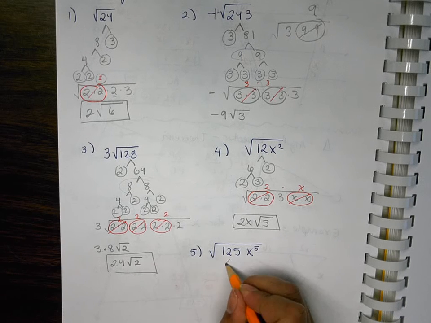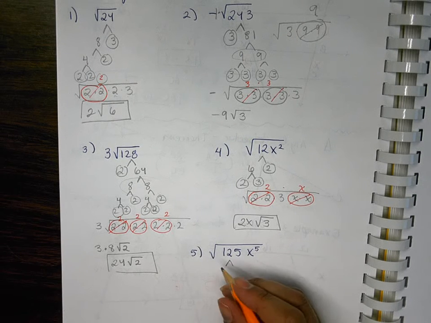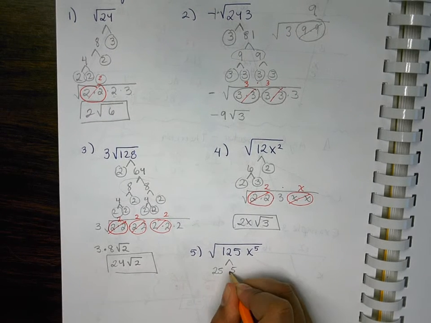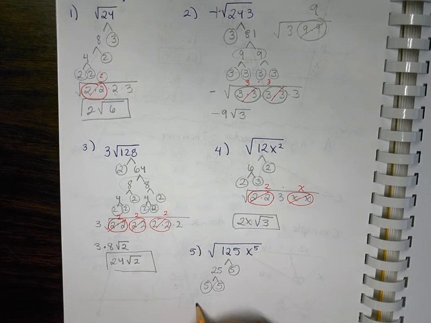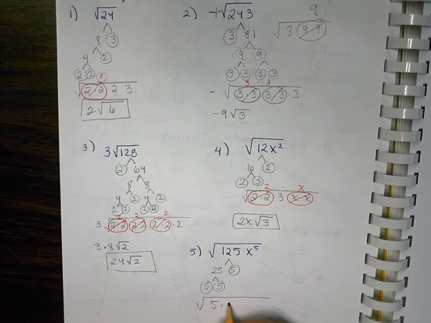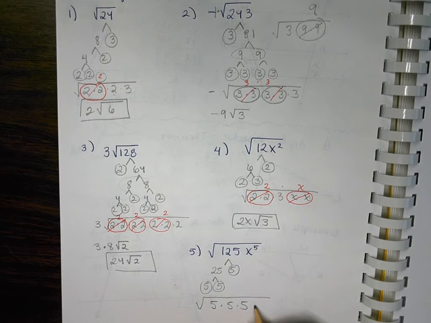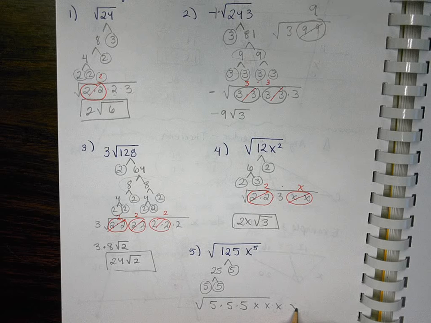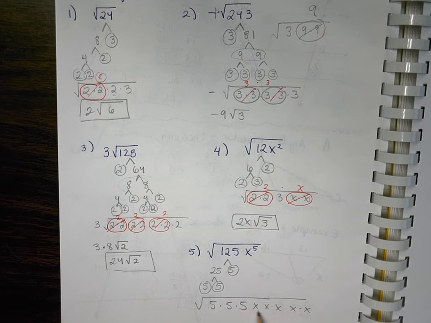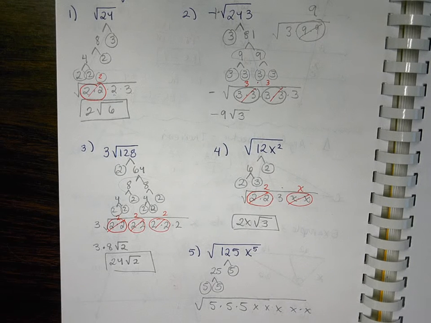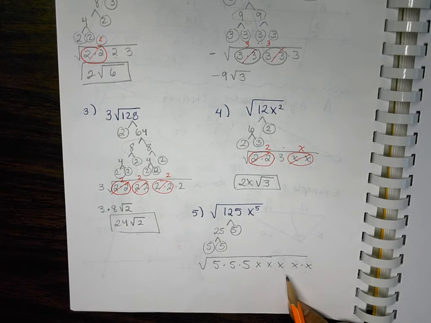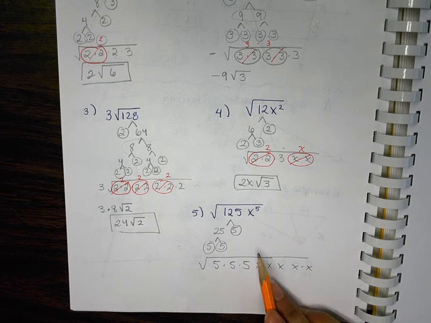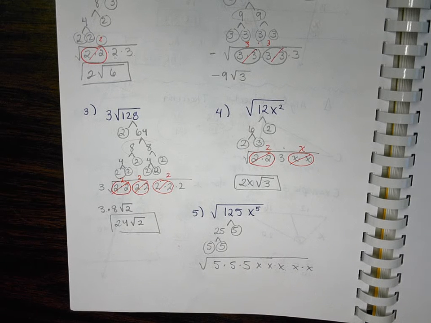Can anybody give me at least the first set of numbers you used for 125? 25 and 5. Okay, keep going. 5. All right, so how many 5s? 3. And how many x's? 1, 2, 3, 4, 5. Do I have enough 5s where they're all going to come out, or will there be one left behind? One left. What about x's? One left. How can you tell just by seeing x to the 5th knowing there'll be one left? Because 5 is odd, right?